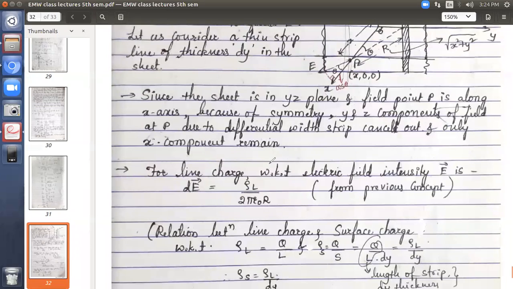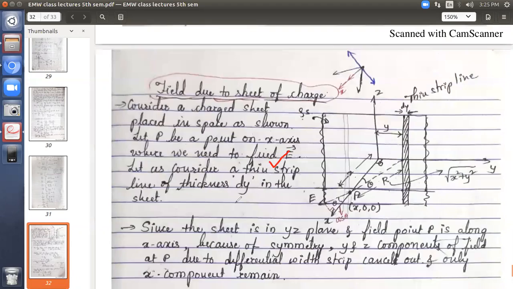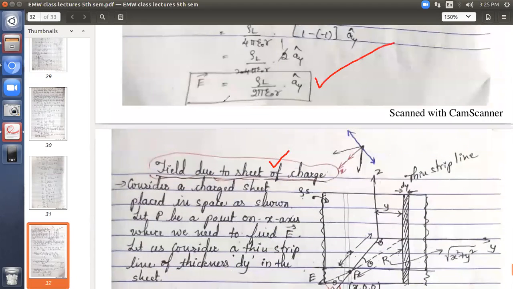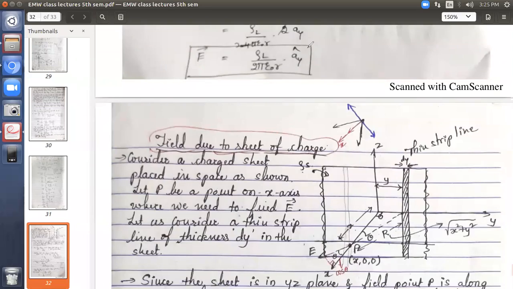Now this we have already derived. See here. Finally we got E is equal to rho L by 2 pi epsilon naught R, in the unit vector Ay. Why? Because only the y component exists, since point P is in the y direction. So we will make use of this equation.